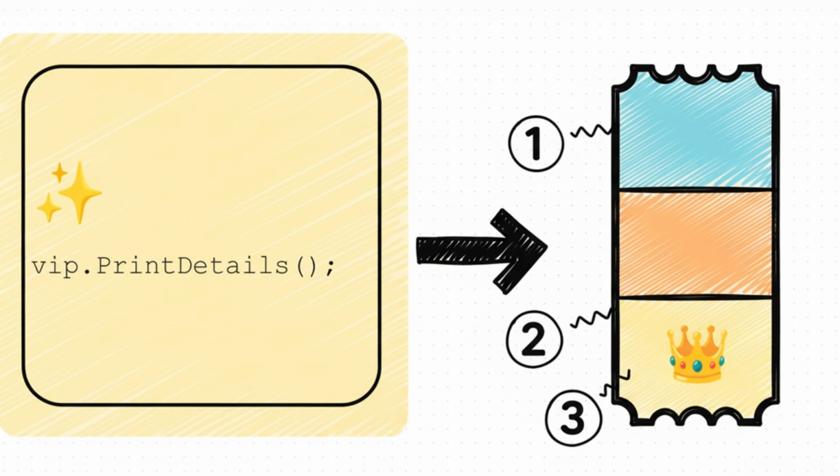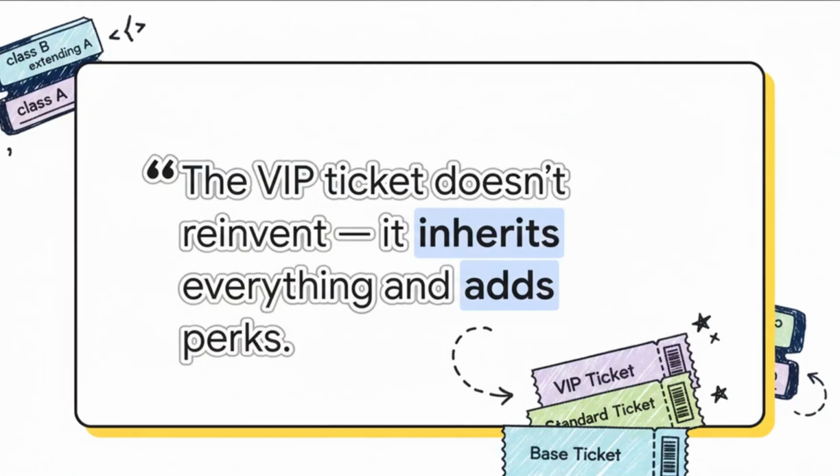And this right here just illustrates the whole chain perfectly. When we tell the VIP ticket to print its details, look what we get. First, the output from its grandparent, the ticket. Then the output from its parent, the event ticket. And finally, the unique stuff from the VIP ticket itself, including that issue date it snagged from the very top. It's awesome.